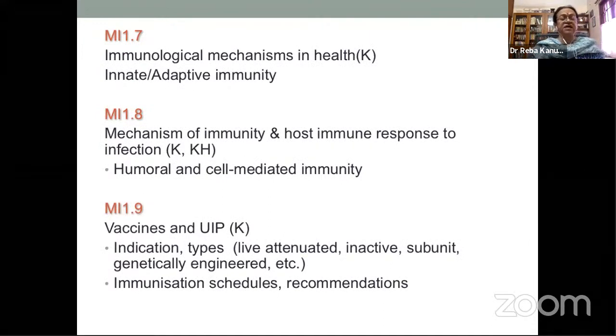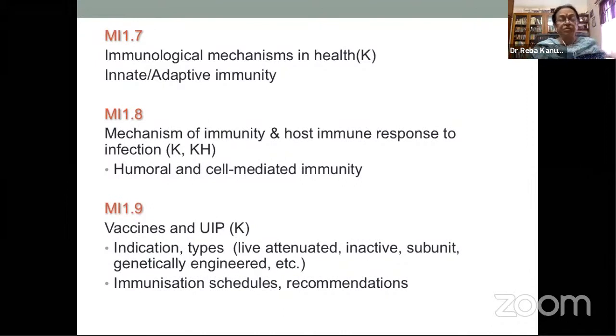Then we come to two other basic topics: immunology and the diseases that are affected by immunological disorders in the human host. Immunological mechanisms in health is basically knowledge-based teaching, where we start off with innate and adaptive immunity and the factors that play a role in that. How does the host immune mechanism act in a normal, healthy individual, and what happens when there is a disruption in immunity? So we tell them about mechanisms of immunity and host immune response to infection. The student should know how humoral and cell-mediated immunity act, their interactions, and their outcomes in a normal person and also in a diseased person.